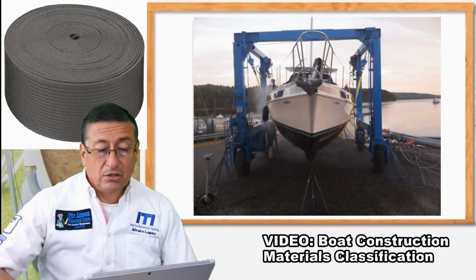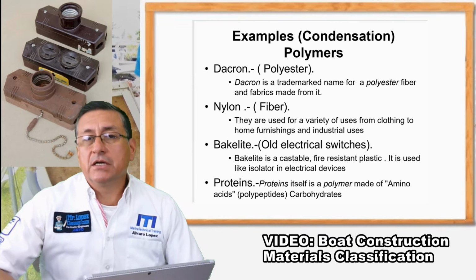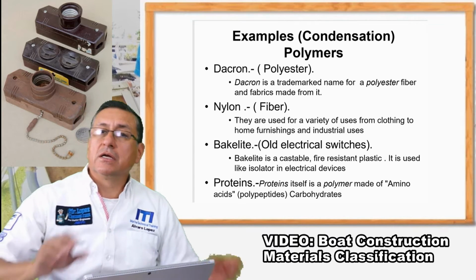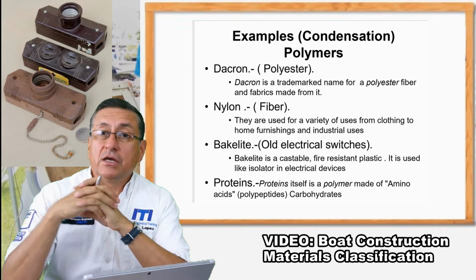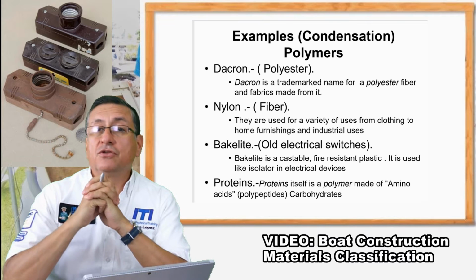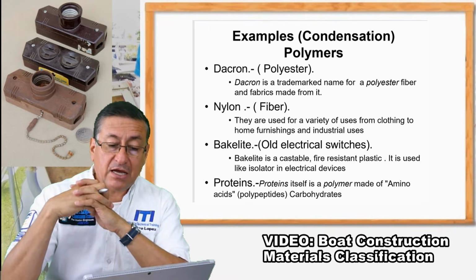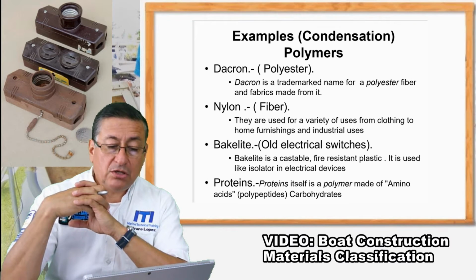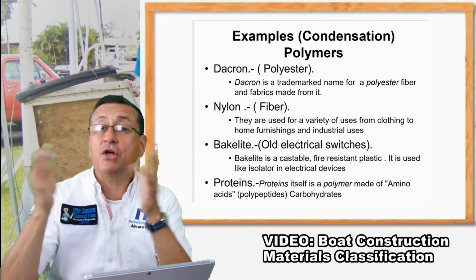Nylon is strong. Bakelite. Bakelite is commonly used in breakers, in electrical insulators, all electrical switches, and the insulators of high tension connectors, high tension switches, high tension switch selectors. Bakelite is a castable fire resistant plastic. It's used like an isolator in electrical devices. It's commonly used.